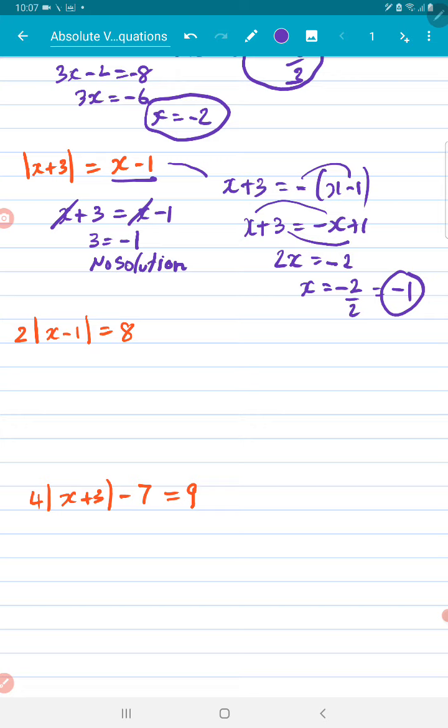So we can put it in here. Let's check. Negative 1 plus 3 equals negative 1 minus 1. I just put back in the original equation. So 3 minus 1 is 2. Absolute value of 2 is 2. Negative 1, negative 1, negative 2 is negative 2. And as you can see, that didn't work. So that means this has no solution either.